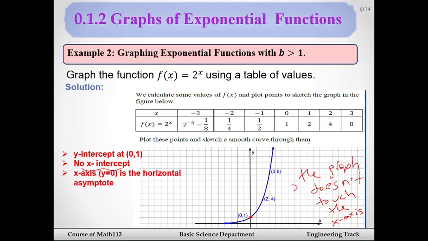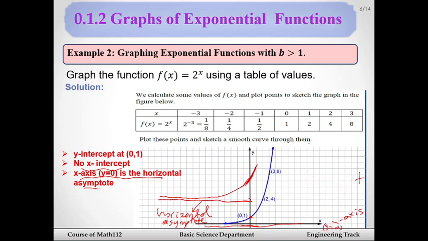It doesn't touch, but it gets closer and closer as x goes to negative infinity. The difference between the curve and the x-axis gets smaller and smaller, but never zero. They do not overlap or coincide. This boundary, the lower bound, is called the horizontal asymptote. In our case, the line y equal to 0, which we also call the x-axis, makes the horizontal asymptote of the graph, the function.